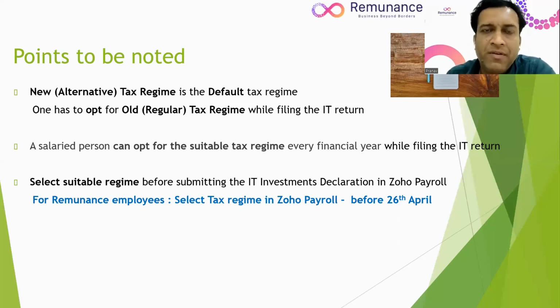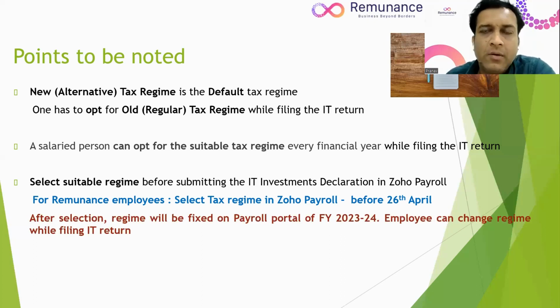So the regime will be frozen for the entire financial year, and the amounts of investments for the old regime will be frozen for the April month and again opened for May for changing your amounts for the old regime. Okay, so that is the timeline. You should take note of that. 26th April.